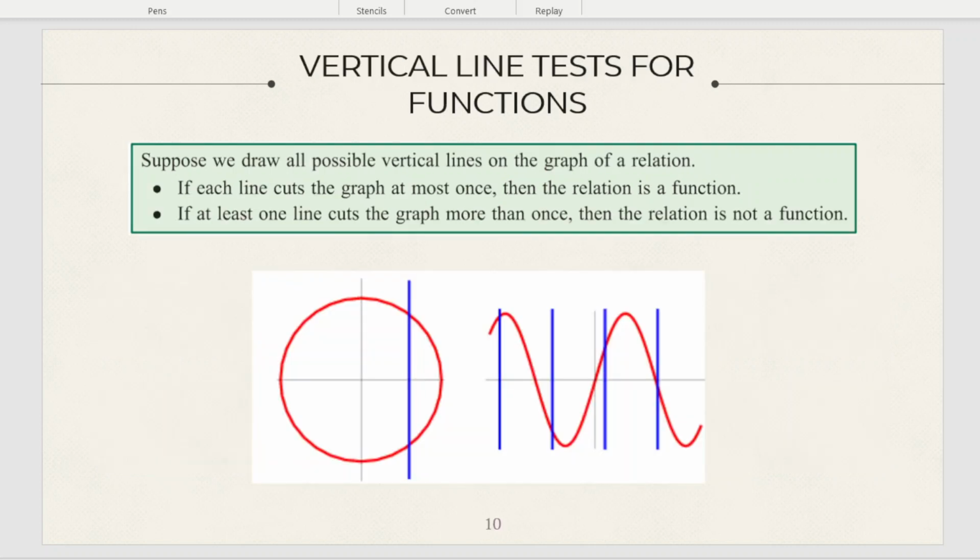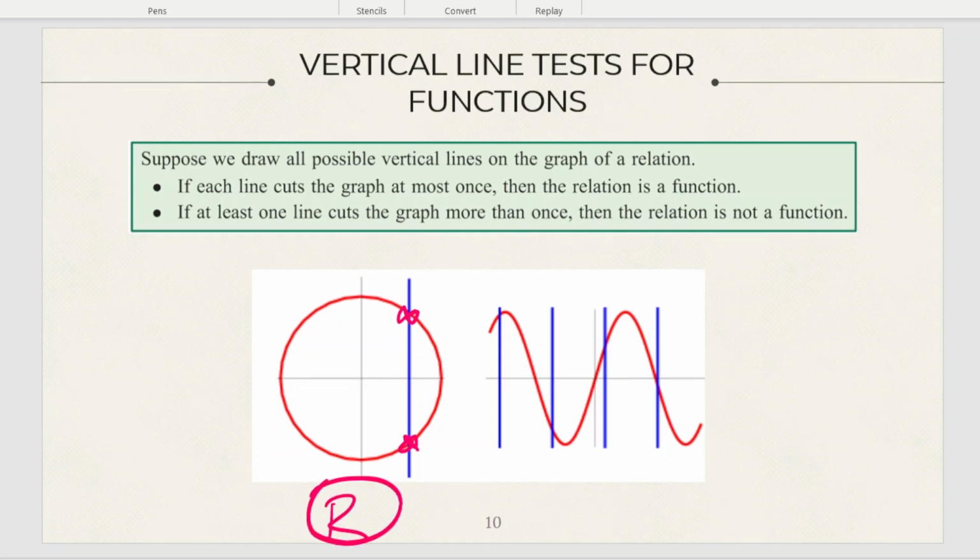The vertical line test, quite simply we just draw a straight line straight down the page. We can use it to basically scan through that relation. If we get all the way through and it's only ever cutting through the relation once at each point, then it is a function. So our circle here on the left, we can see that it's cutting it in two places, so that means it's a relation, not a function.